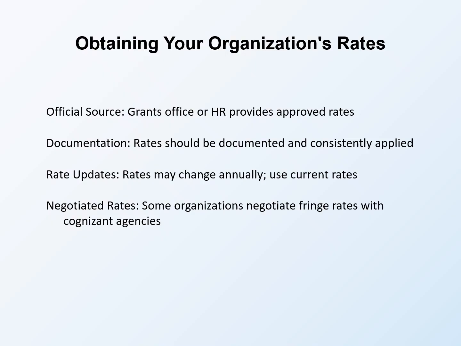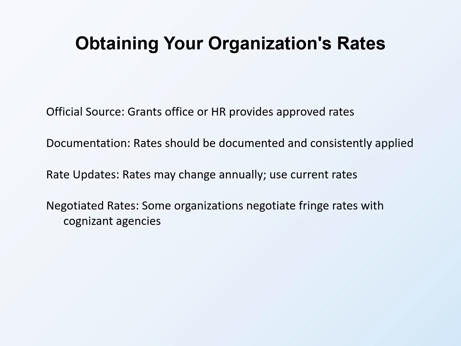Your grants office or human resources department is the official source for fringe rates. Do not estimate or guess fringe rates. Use the rates your organization has established. These rates should be documented and available to anyone preparing grant budgets. Rate documentation should show what the rates are, which employee categories each rate applies to, and when the rates are effective. This documentation enables consistent application across all grants and provides audit support if rates are questioned.